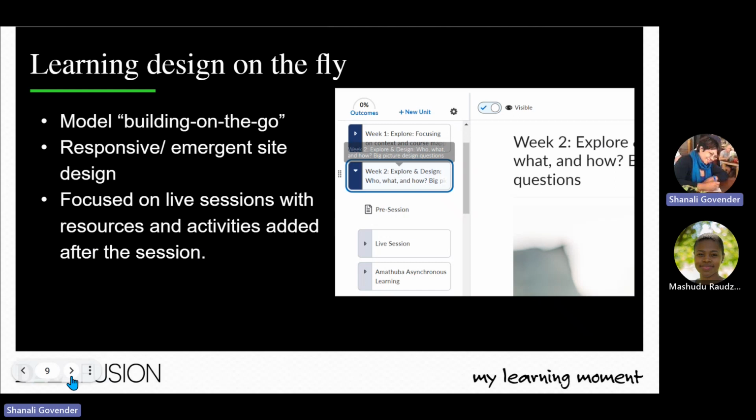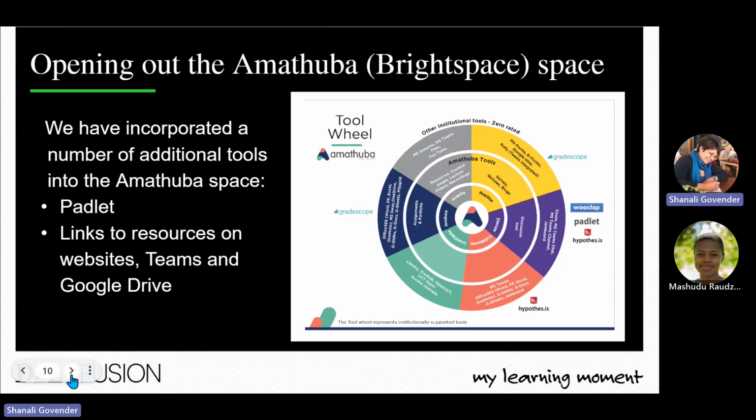The course was strongly focused on live sessions, with resources and activities being added to the asynchronous tab after each session. Another aspect of the course design that we took quite seriously was the idea of opening out the Amathuba or Brightspace space. And in order to do this, we have incorporated a number of additional tools into the Amathuba space. In Design Studio itself, we incorporated, for example, Padlet, but also links to resources and activities on other websites, Microsoft Teams, and Google Drive.